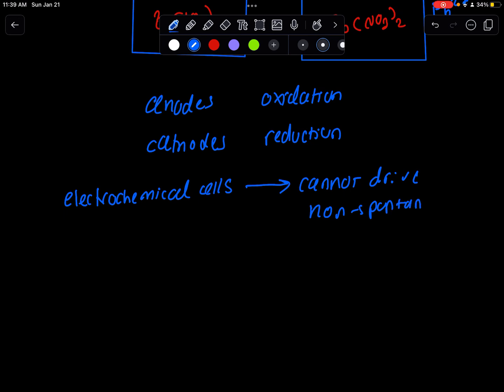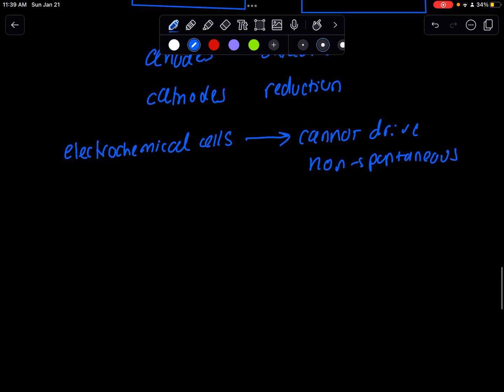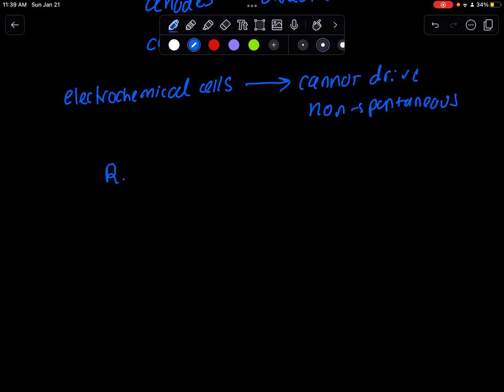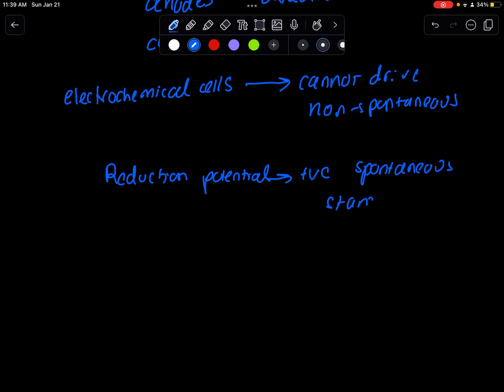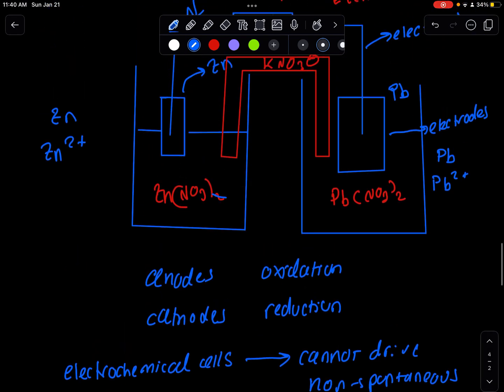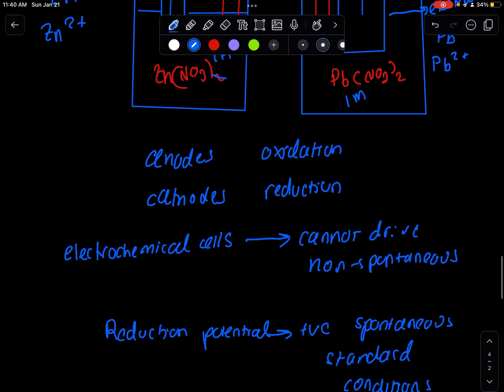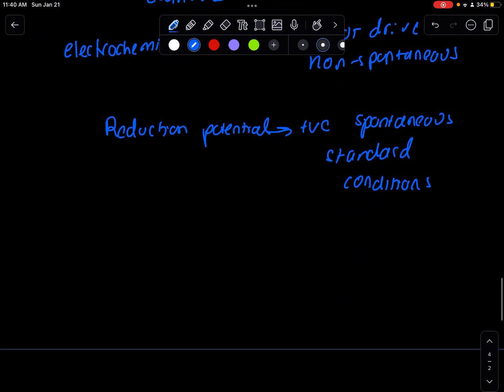So what does spontaneity have to do with reduction potentials? If the reduction potential is positive, that means that the reaction will be spontaneous under standard conditions. Now, what are standard conditions? Well, the concentration here and here is 1 molar, and it's done at a specific temperature as well. And you can find that temperature online to do your own research.